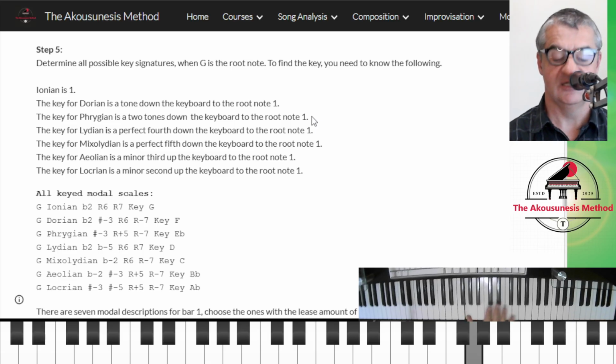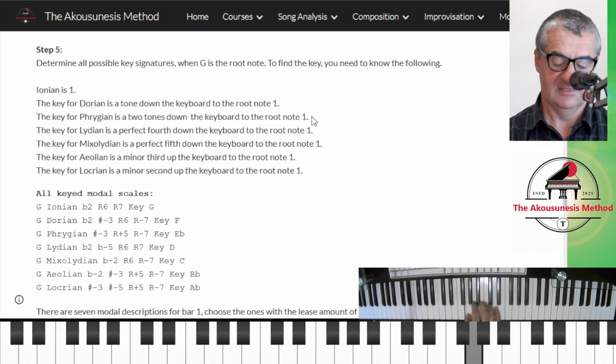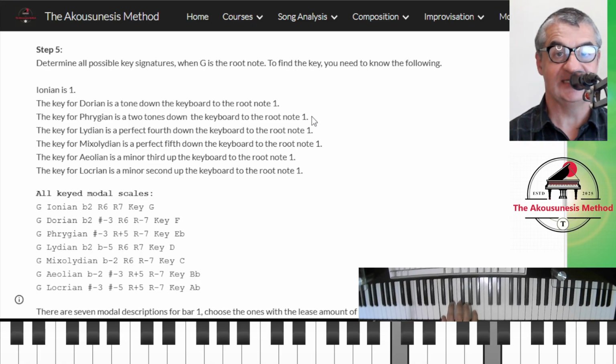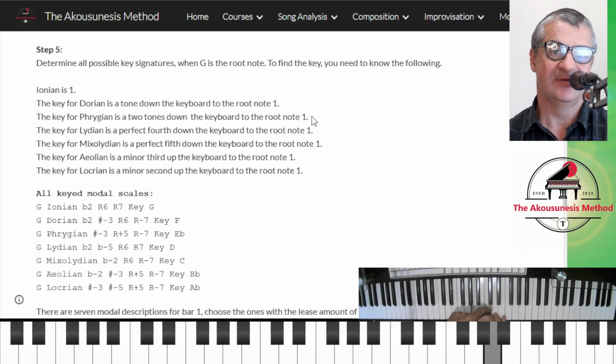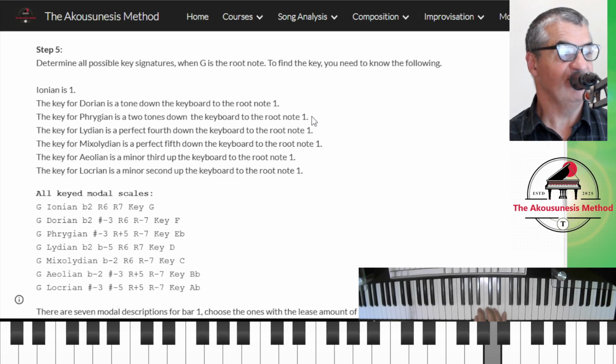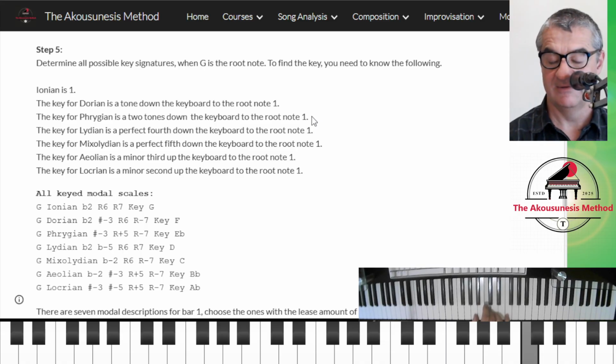If we have G, G's a perfect 5th, right? So the key for G Mixolydian is C again. A Aeolian is a 6th down, right? A 6th down, or a quicker way to find it is just a minor 3rd up. The key for Aeolian is a minor 3rd up the keyboard to the root note.